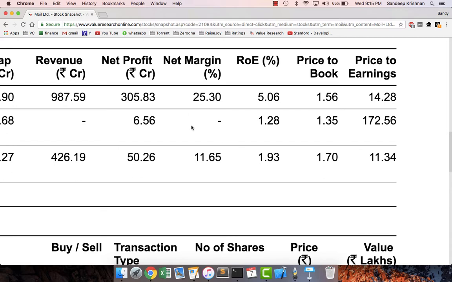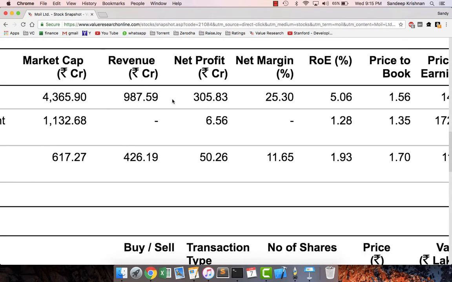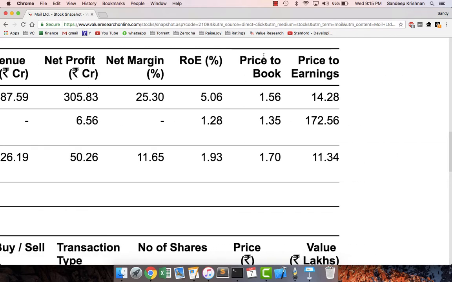What is the margin in that particular area? What's the profit this company has made? These are things which are very common. You always look at revenue and profit and market cap of the company before investing, but these are kind of critical factors which determine company A to company B.